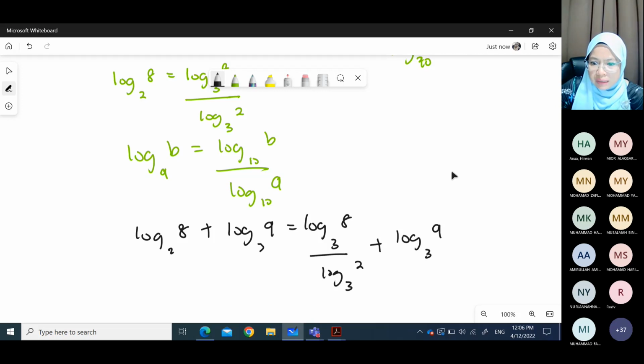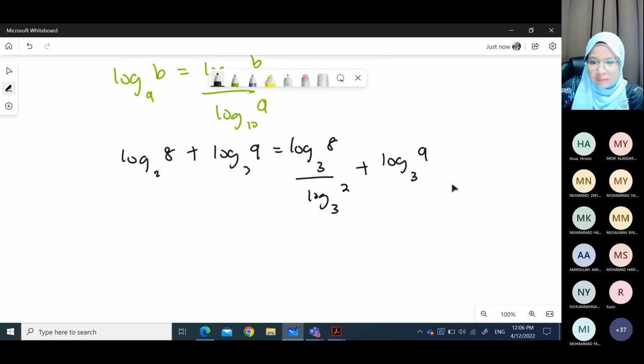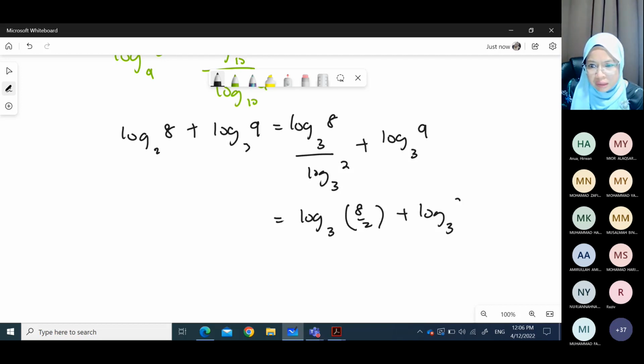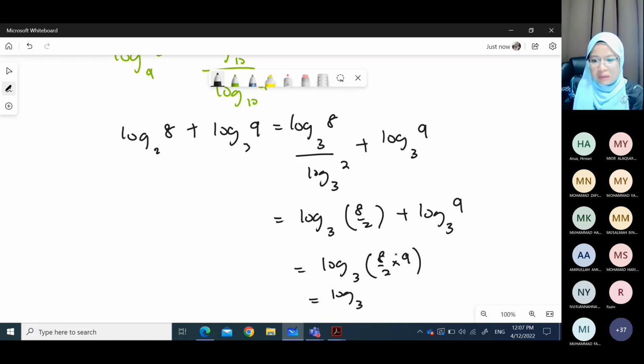Okay. So next, untuk yang ini, it is equivalent with log 3 8 over 2 plus log 3 9. Okay, so dia akan jadi log 3 8 over 2 times 9. So we have log 3 8 times 9 is 72 over 2.